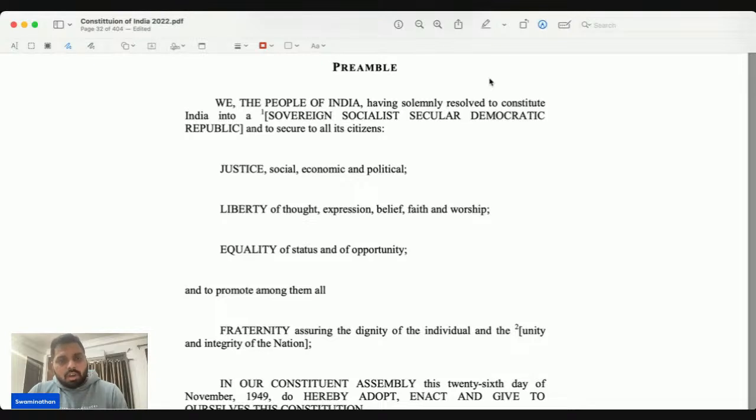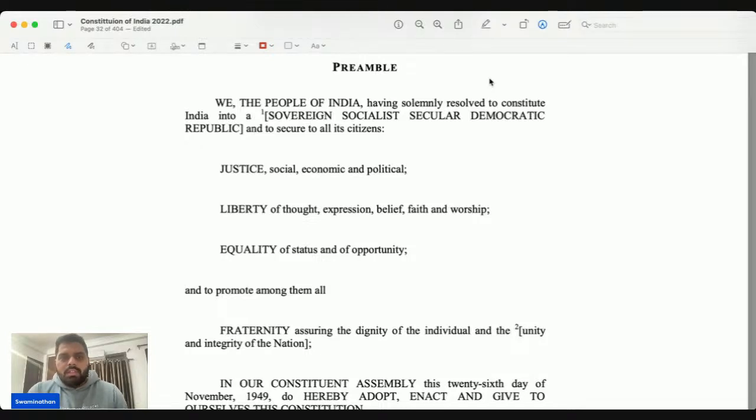It's a kind of synopsis which gives in a nutshell whatever things are there. After reading this preamble, we can gather quite a bit of idea about the principles, the morality which is being talked about in the Constitution. So it gives us certain ideas.